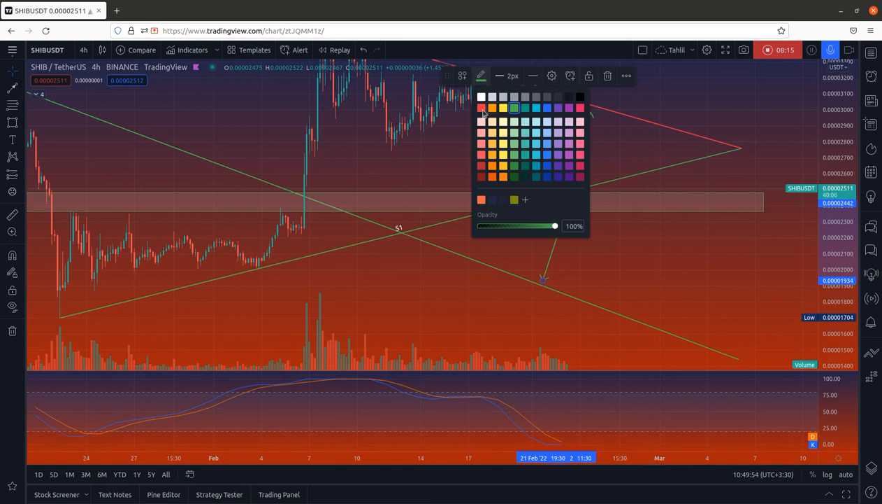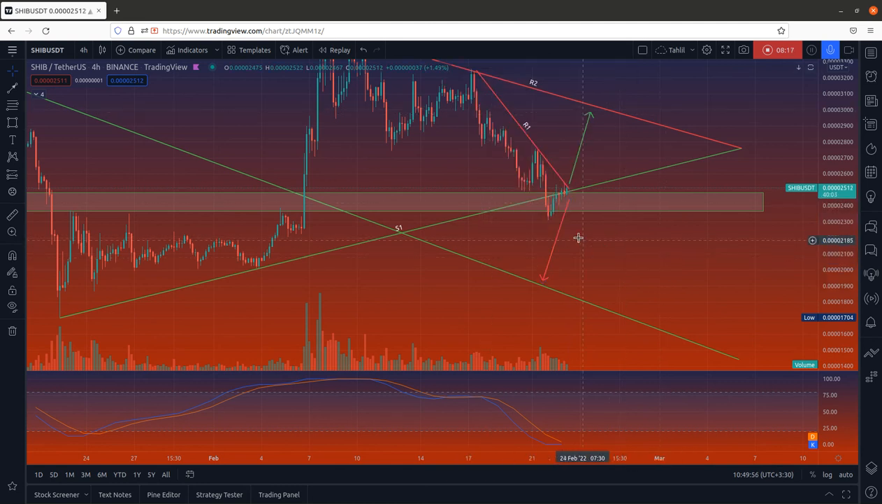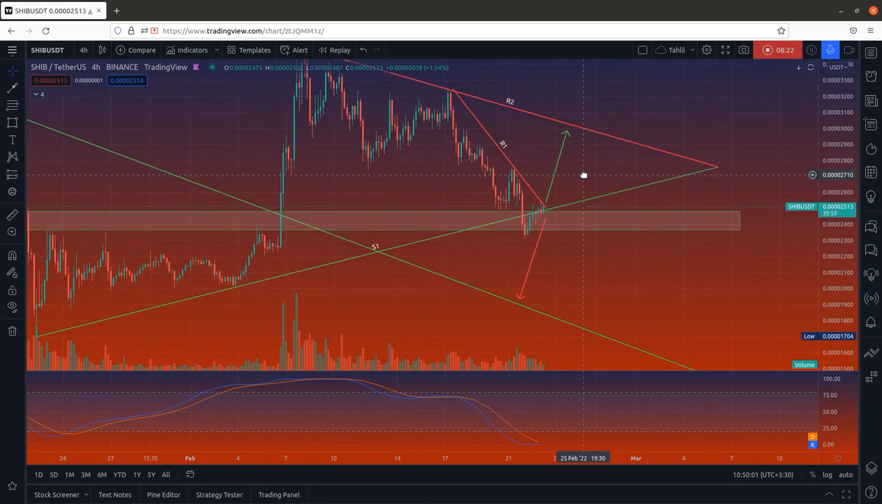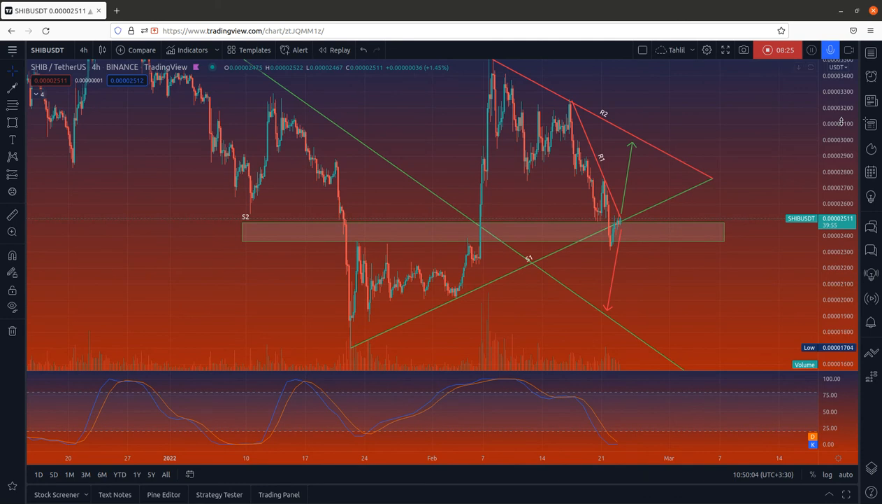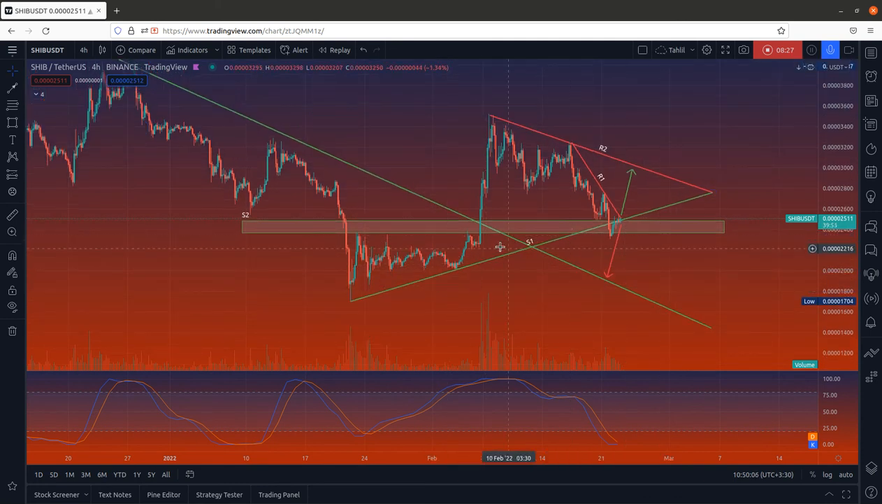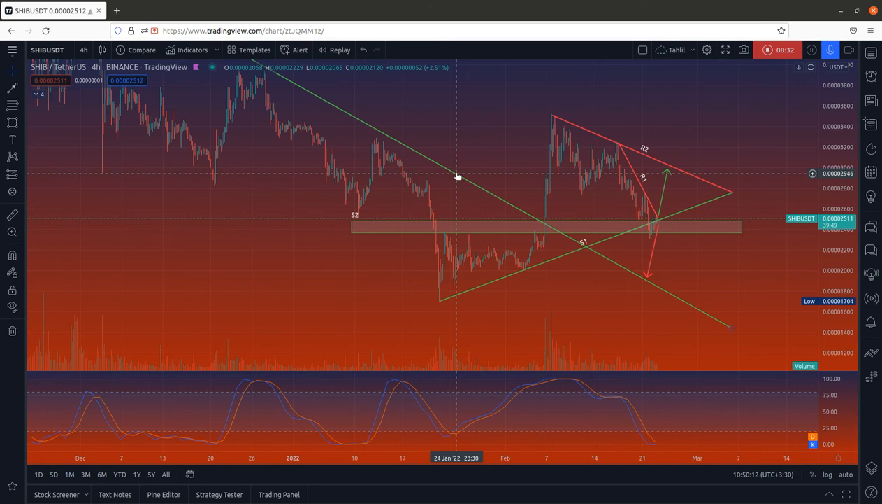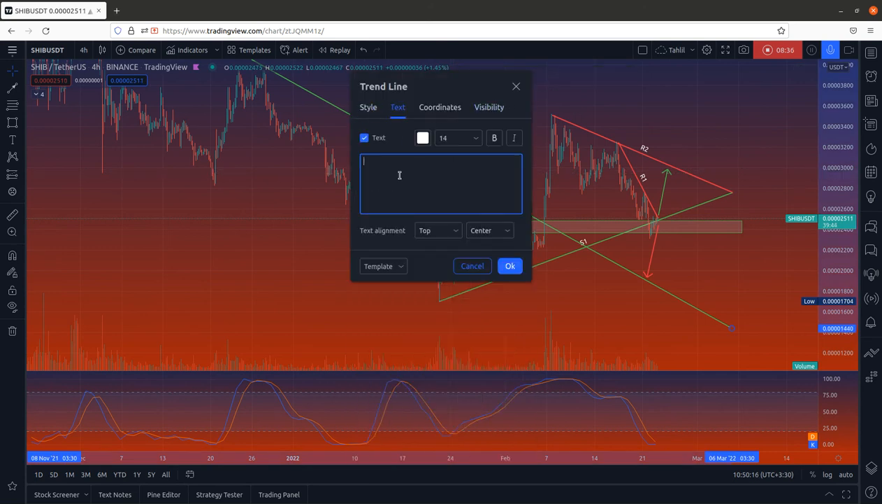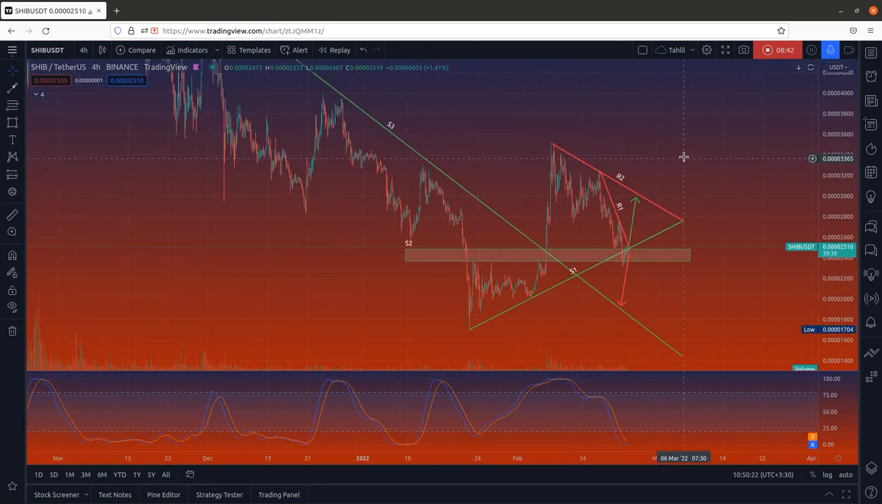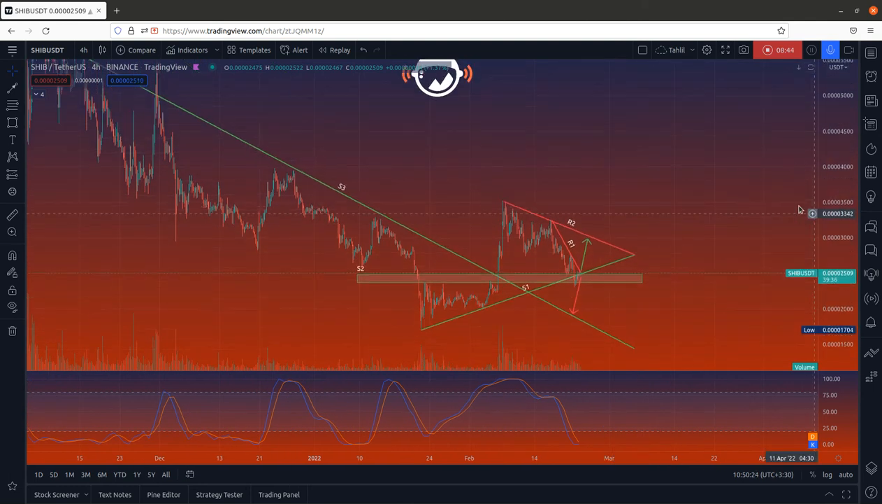Let's color it red. If this area is not able to be broken, it will go further down to the next support which we have. This is the S1, the first support. This is the second support, and this is, let's name it S3. We can also consider it a pullback.